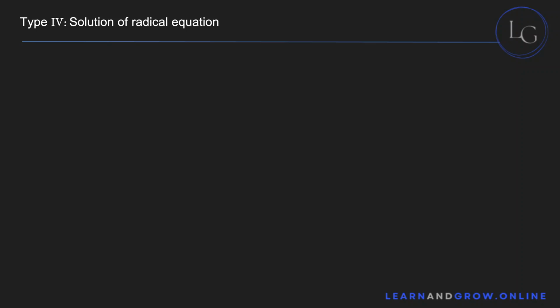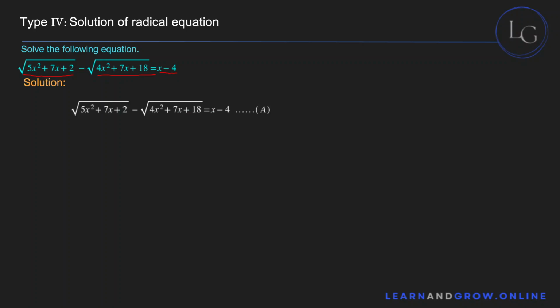Now let's discuss the fourth type of solution of radical equations. The fourth type of radical equation we'll discuss is one in which one side of the equation has radical expressions, basically all radical signs, and underneath the radical signs you'll have quadratic expressions. On the other side of the equation, you'll have a linear expression and no radical sign. So how will we go about this?